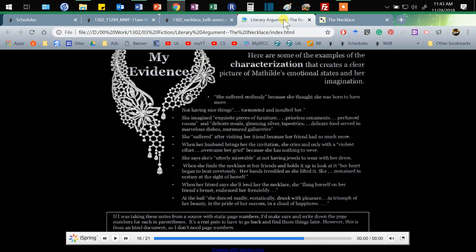When she finds the necklace, here's that one, her heart began to beat covetously. Her hands trembled as she lifted it. She remained in ecstasy at the sight of it. I mean, those are such loaded words. When her friend says she'll lend it to her, she flung herself on her friend's breast and embraced her frenziedly. And this is just crazy. And then at the ball, she danced madly, ecstatically, drunk with pleasure, in triumph of her beauty, in the pride of her success, in a cloud of happiness.